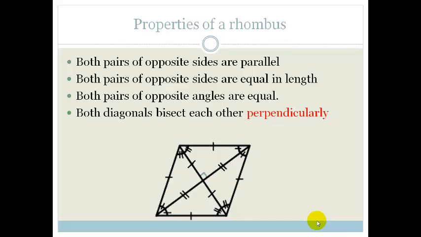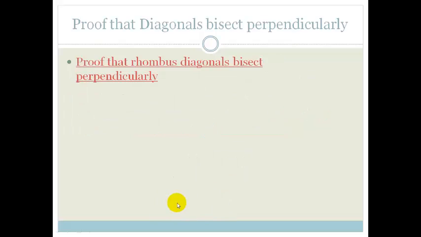They now bisect each other perpendicularly. And now the diagonals bisect the angles at their ends. So that's new. Diagonals bisect each other perpendicularly, so that angle there is 90 degrees. And they now bisect the angles at their ends. So let's look at some of these proofs.